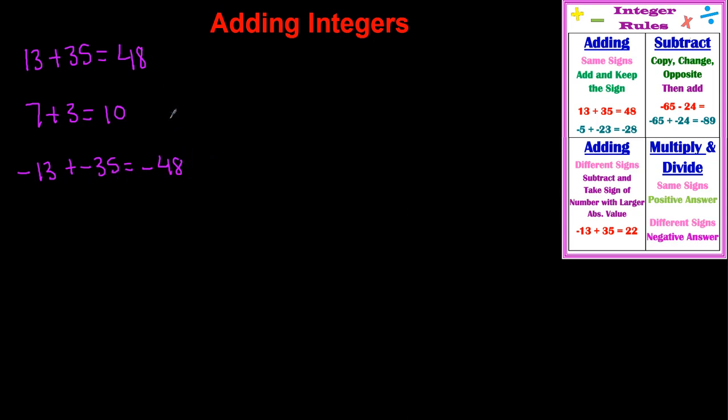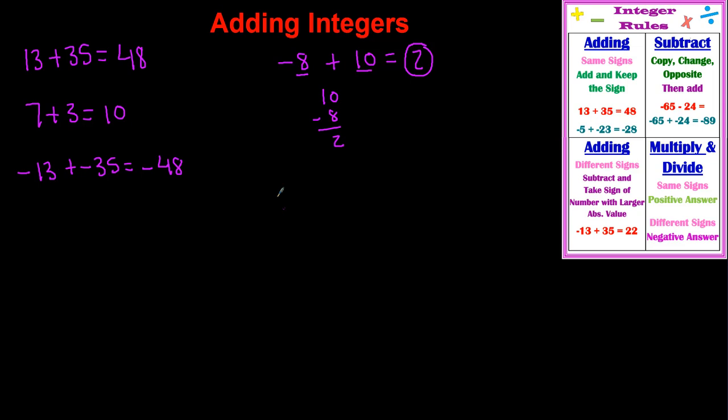Okay? Now, here's where it gets complicated. What happens when signs are different? So let's say we have negative 8 plus 10. Okay? When signs are different, you're going to subtract and take the sign of the number with a higher absolute value. Okay? So let's just forget about the negatives for a while. Let's focus on 8 and 10. Which number is higher, 8 or 10? Right? It'll be 10. So that means my answer should be positive because it's a positive 10. Okay? So let's subtract. When signs are different, we subtract. So 10 minus 8 is equal to 2. Alright, so my answer should be positive 2.